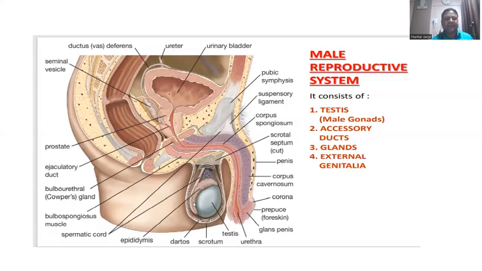This is the epididymis, then vas deferens, ejaculatory duct. See all the labeling of this diagram. This is a lateral view. So first of all, we will discuss the testes.